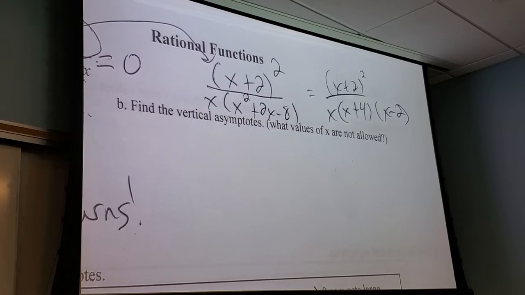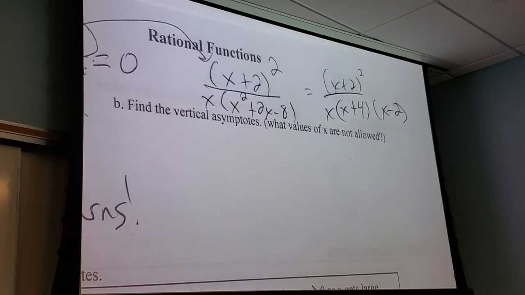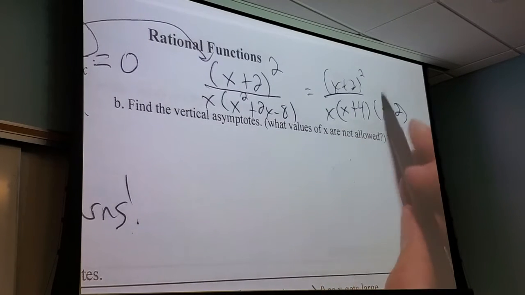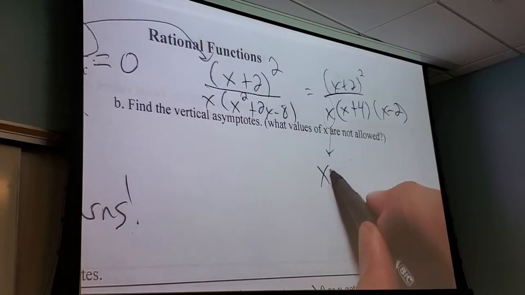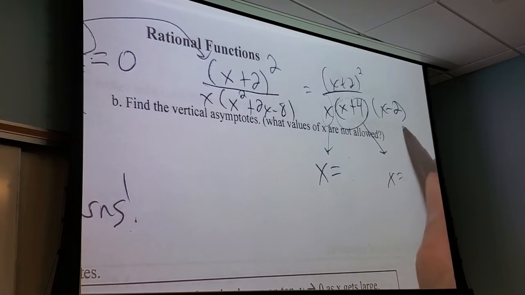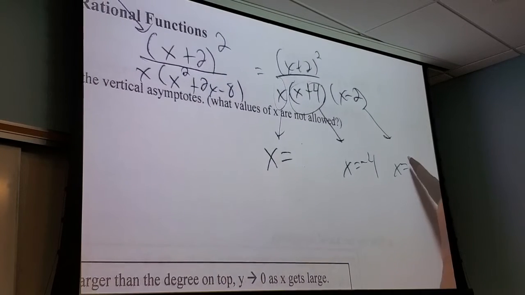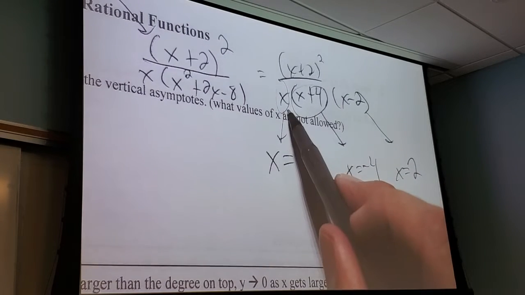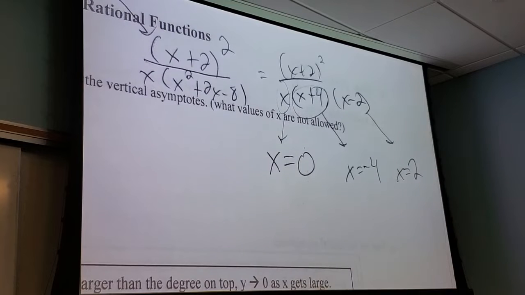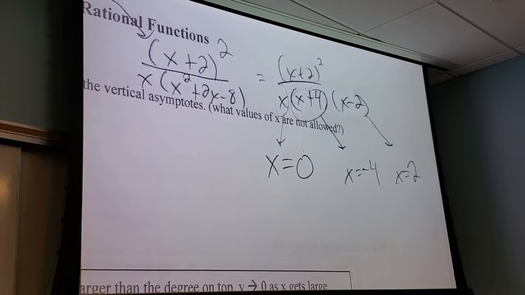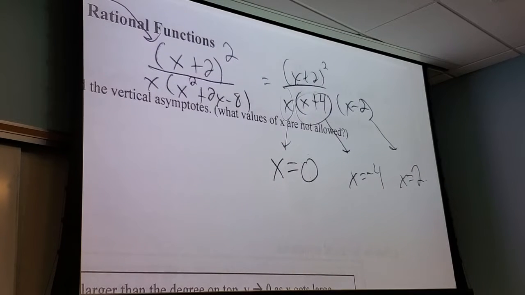So the vertical asymptotes are the vertical lines through the things that aren't in my domain. We're not allowed to go there. Just put a wall there, right? So what are those values? What makes the bottom 0? Negative 4. I think I heard somebody say 2. And 0. Yeah, don't forget about the x out front. What makes x 0? 0. Okay, so there are 3 vertical asymptotes here, right?